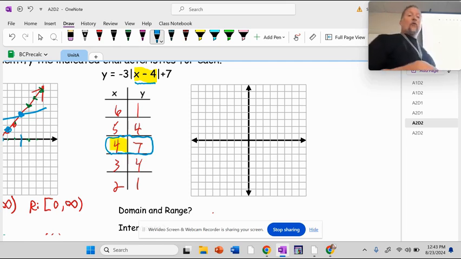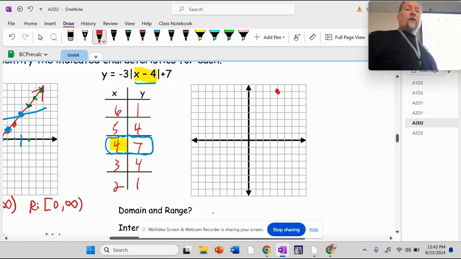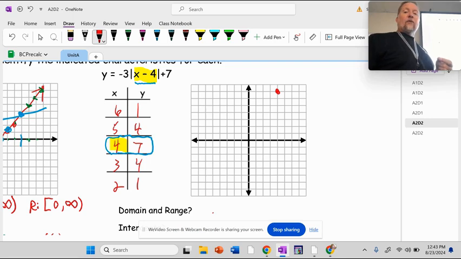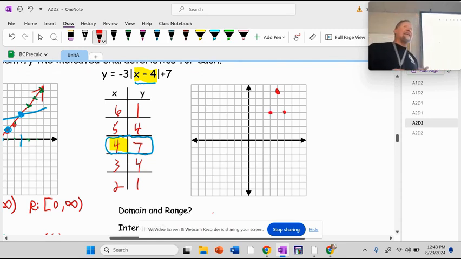All right. So 4 minus 4 is 0 times negative 3 is 0, plus 7. So (4, 7). 1, 2, 3, 4. 7 is all the way up here. 5, 6. 5 minus 4 is 1. Negative 3 plus 7 is 4. So (5, 4). 5, 1, 2, 3, 4. And then (3, 4). There's the V.